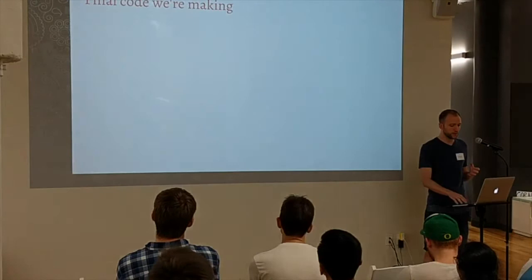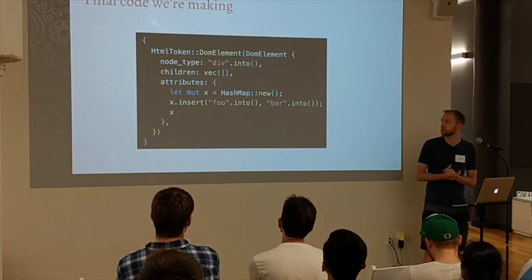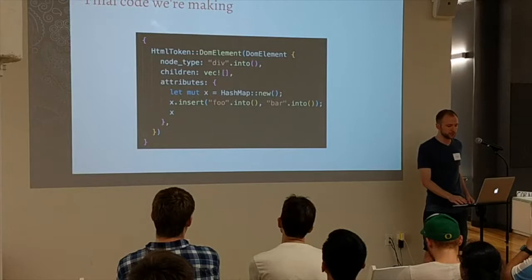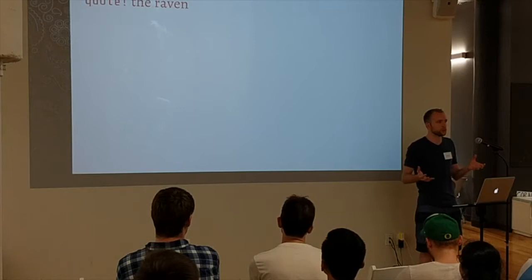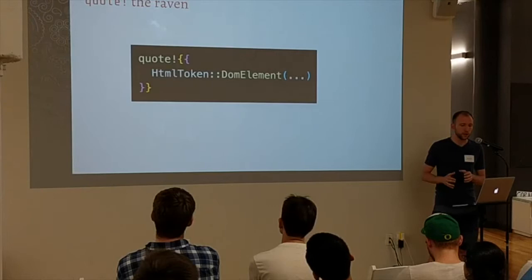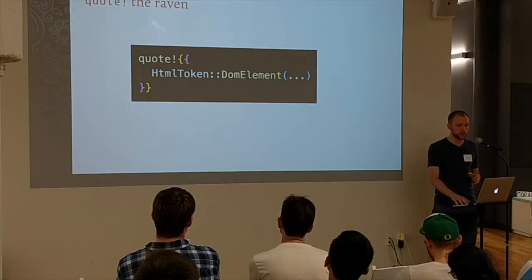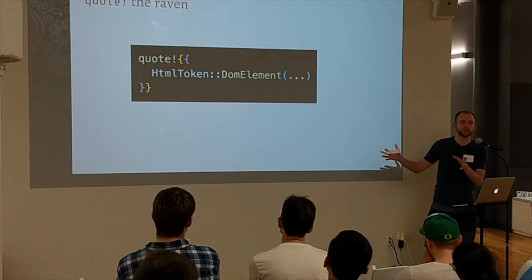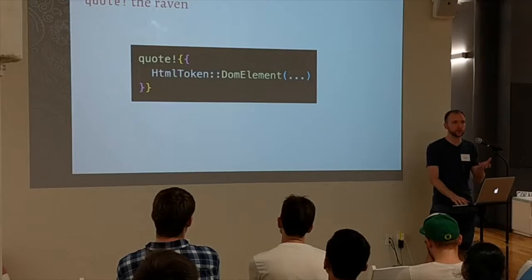Like I said, we're not actually going to be creating those types directly. What we're going to be doing is making code like this. So basically, we're going to be writing code that creates this. The most important tool in our toolkit is this quote macro. This quote macro takes whatever we give it, and turns it into a token stream. The problem with this is that we lose a lot of type information. This token stream here ends up creating a DOM element, but there's no guarantee from the compiler that that's going to be the case.